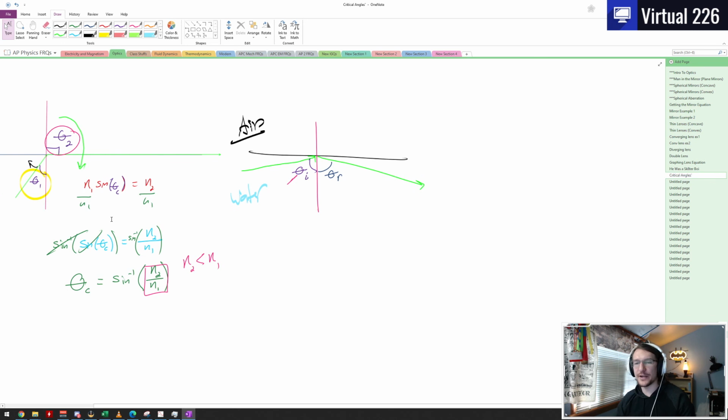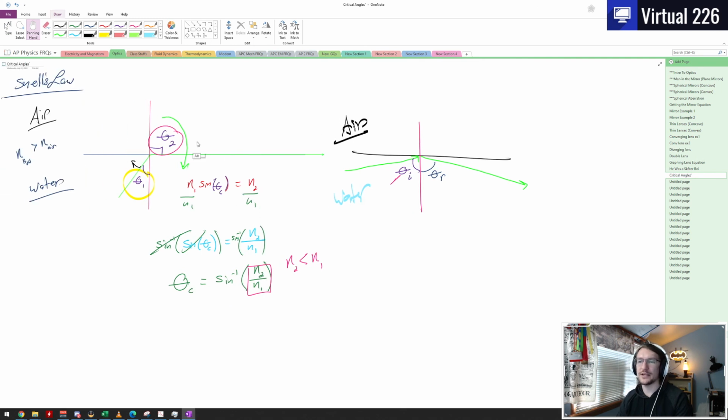So it's still just Snell's law. It's still n1 sine theta 1 equals n2 sine theta 2. But we just have to recognize that we do have a critical angle. If for some reason we do get a domain error, then that does mean that we are facing back into the boundary layer itself. We're staying in the water. We've gone past our critical angle, and we are going to have total internal reflection.